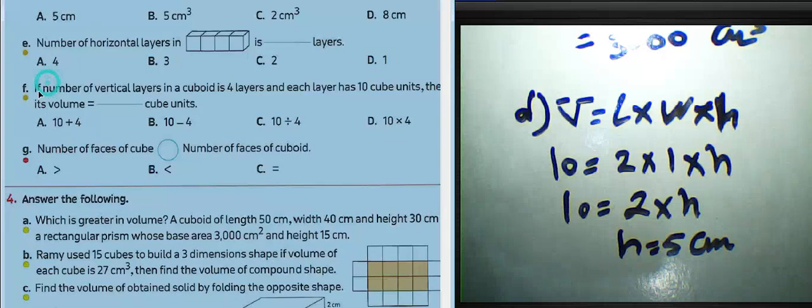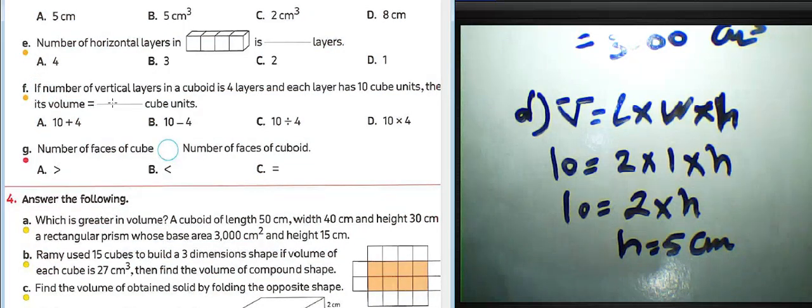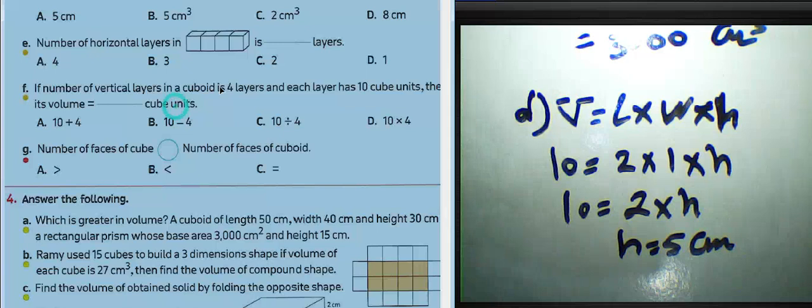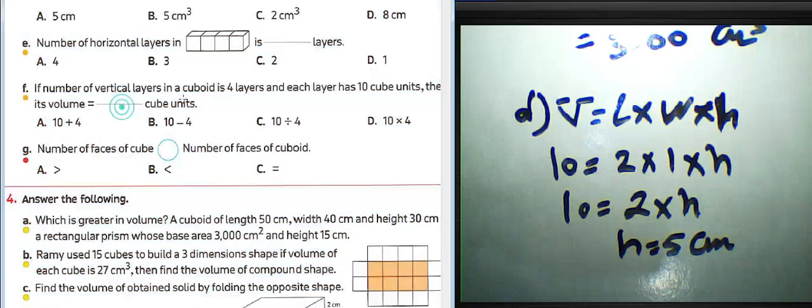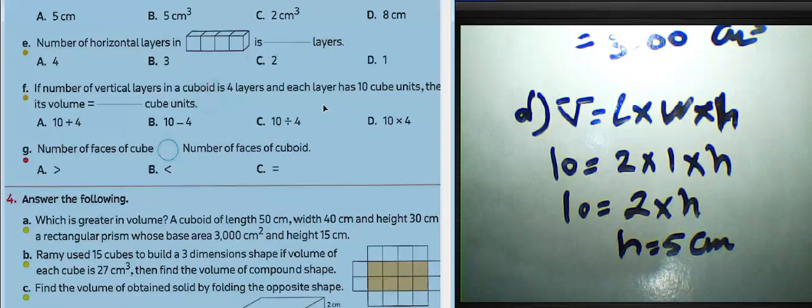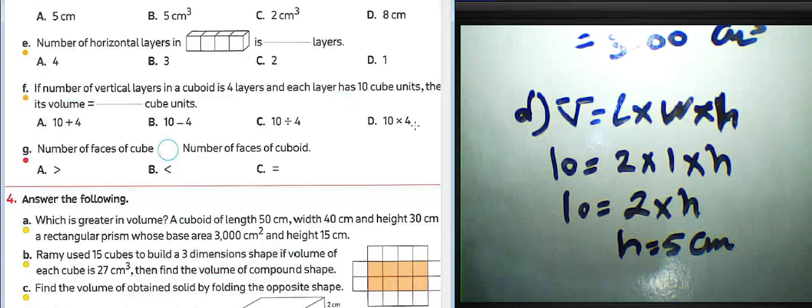Okay, question letter F. If the number of vertical layers in a cuboid is 4 layers and each layer has 10 cube units, then its volume will be 4 times 10. We must choose letter D.